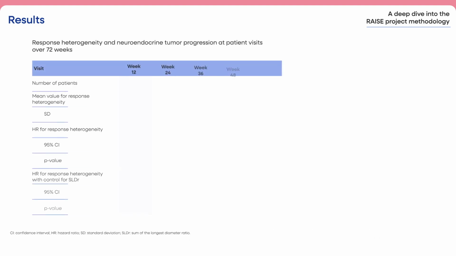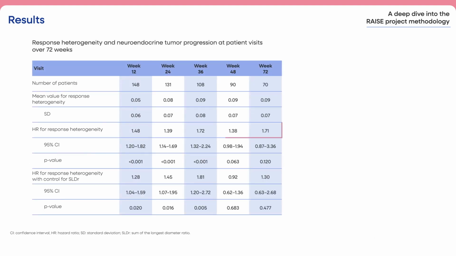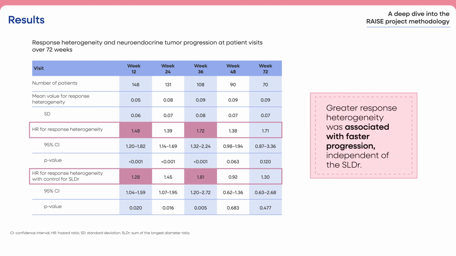For the response heterogeneity analysis, the reported hazard ratio for response heterogeneity at week 12 was 1.48, which was greater by week 36 at 1.72. The hazard ratio with control for the sum of the longest diameter ratio was 1.28 at week 12, with a greater value of 1.81 reported at week 36. These findings demonstrated that greater response heterogeneity was associated with faster progression, independent of the sum of the longest diameter ratio.